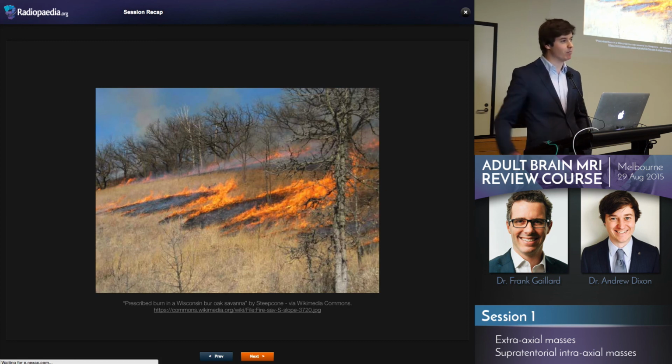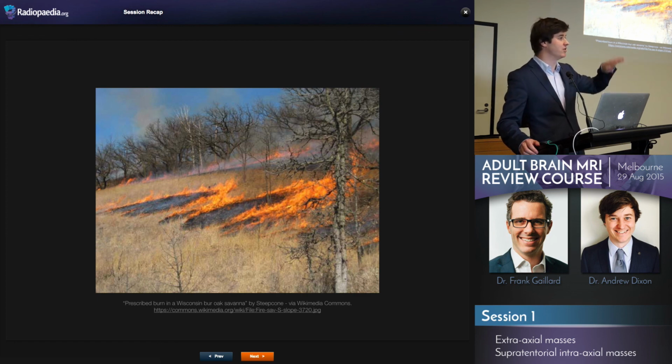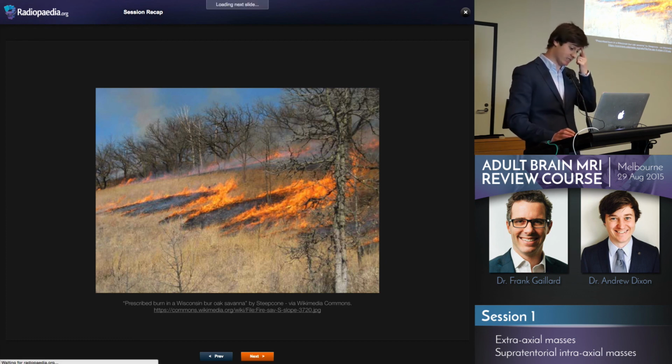Oh, grass fire. I spent most of my time sitting there trying to find an image of grass fire. When Frank described the tumefactive demyelination, so that enhancing margin as the demyelination spreads through the white matter, he likened it to this grass fire, and I think it's a fantastic analogy. You've got that enhancement on the periphery, but then you've got this area burnt out centrally, which is not going to enhance anymore. And it reminded me of one of my cases.